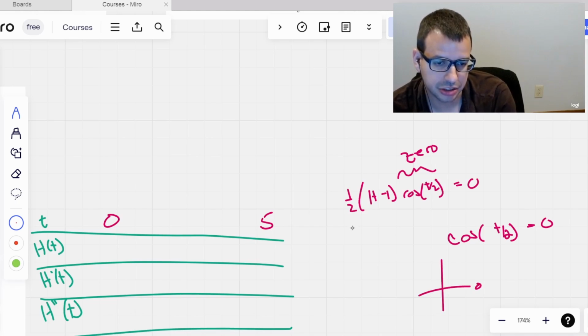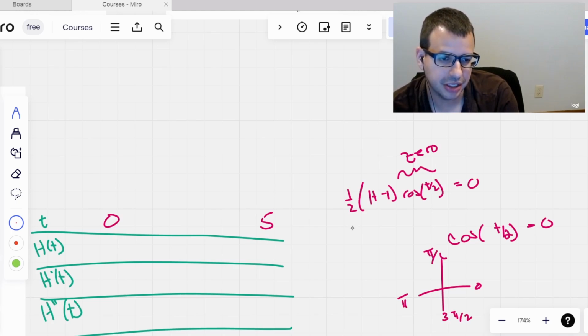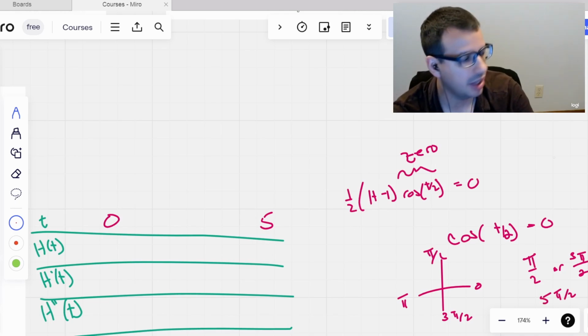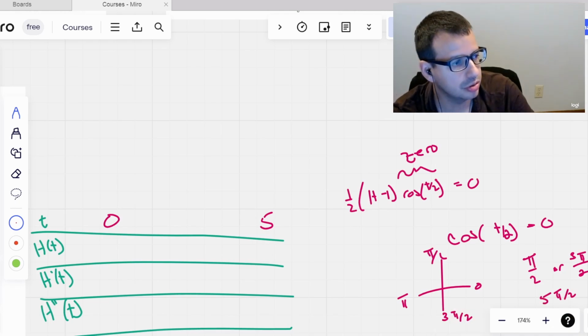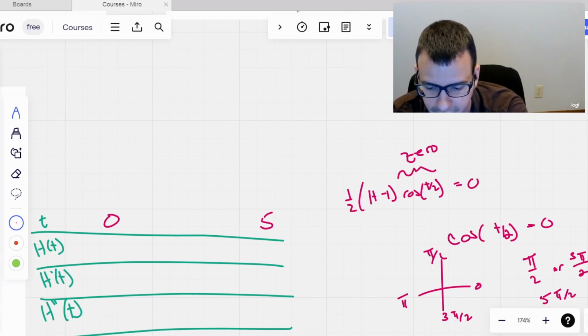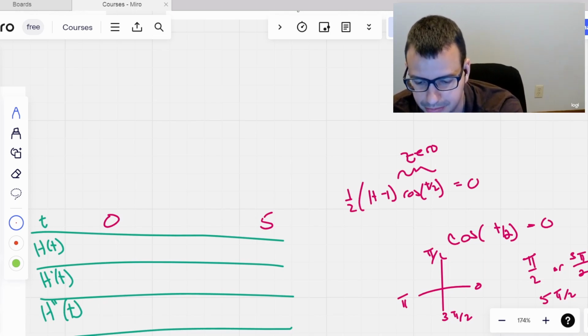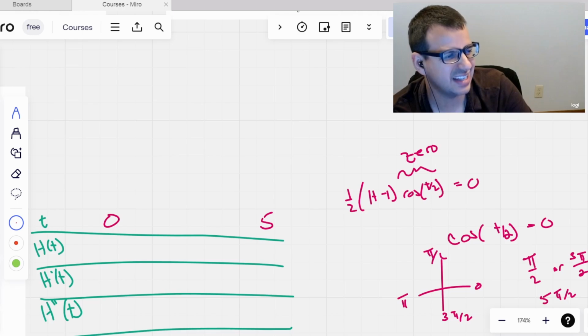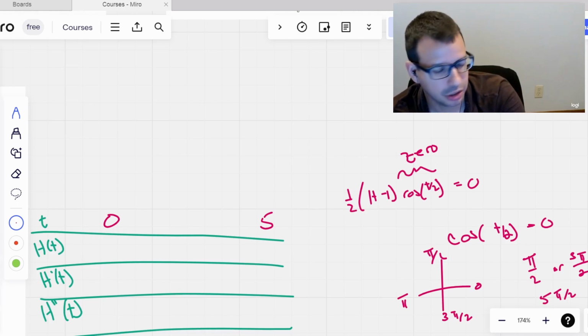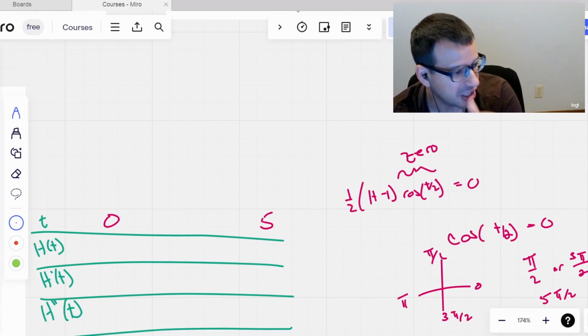For cosine, we look at our 0, pi over 2, pi, 3 pi over 2. That's going to equal 0 at pi over 2 or 3 pi over 2. And then it keeps going as well, so it'll be 5 pi over 2, etc. So what is 5 pi over 2? 5 times pi over 2, that's 7. So we're not going to worry about that. Let's look at 3 pi over 2, that's 4.7.